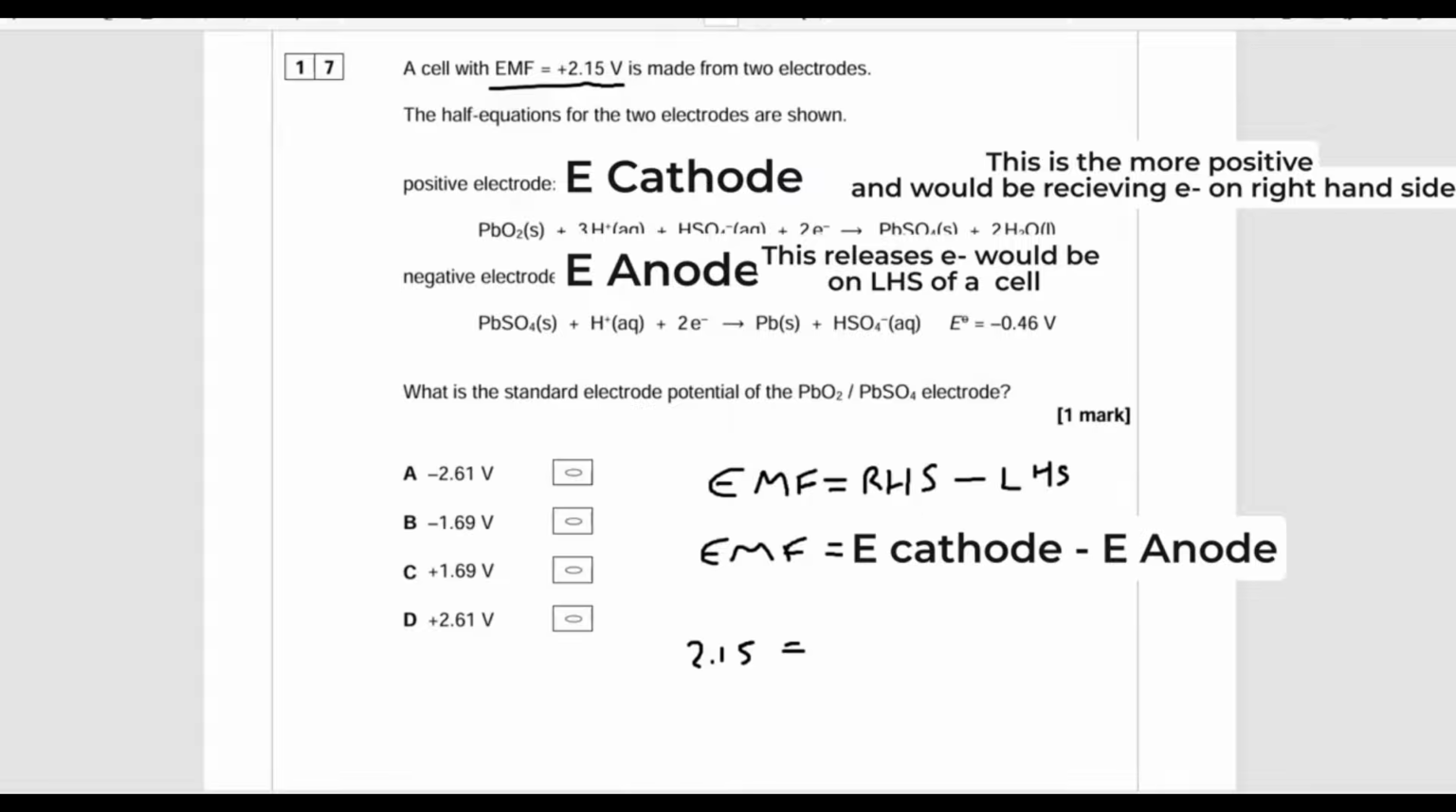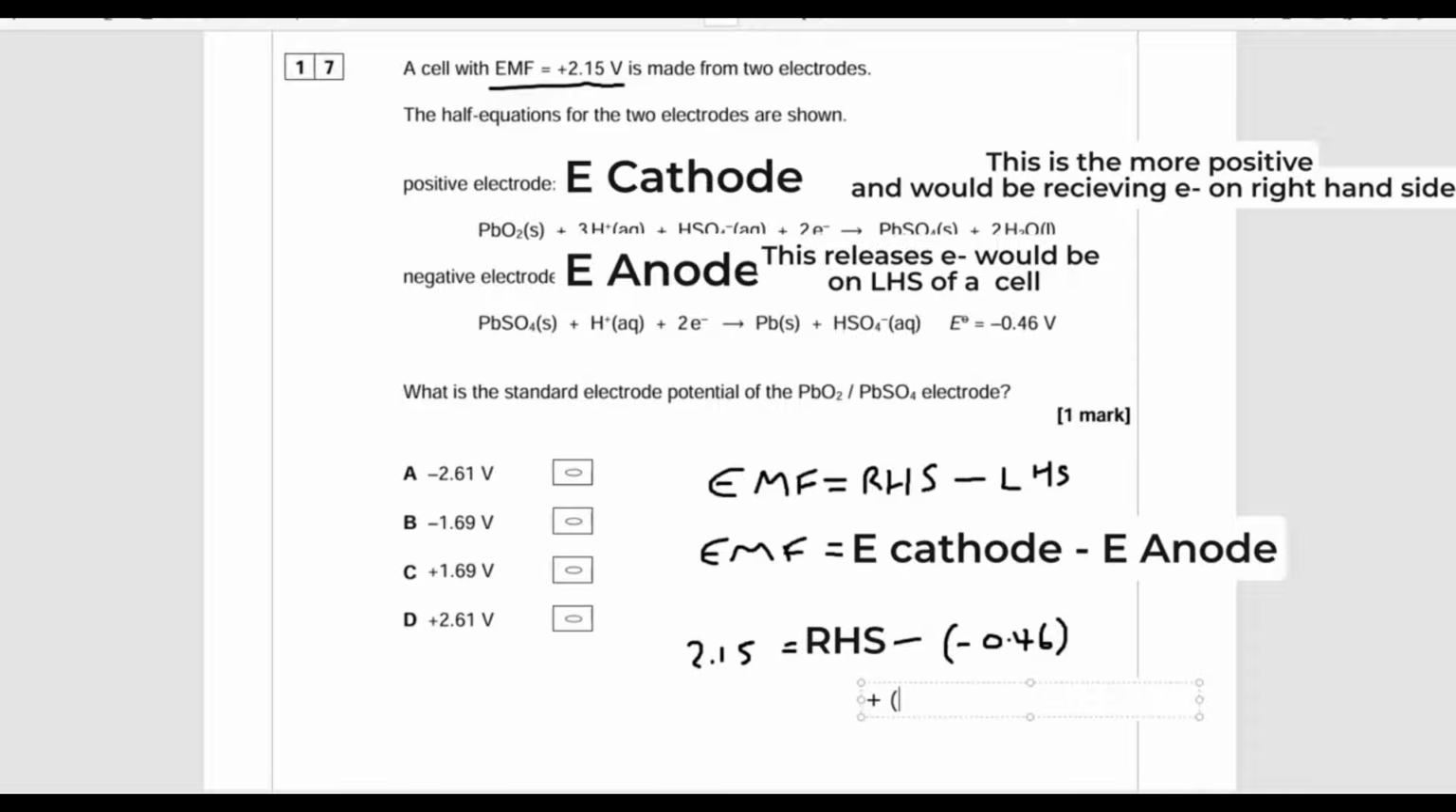So we're kind of doing reduced minus oxidized. Yeah, you could call it reduced minus oxidized, or right-hand side minus left-hand side. Now, because I've written a minus 0.46, that's basically like plus 0.46. So what I want to do is get rid of that minus 0.46, so I'm going to add 0.46 to each side.